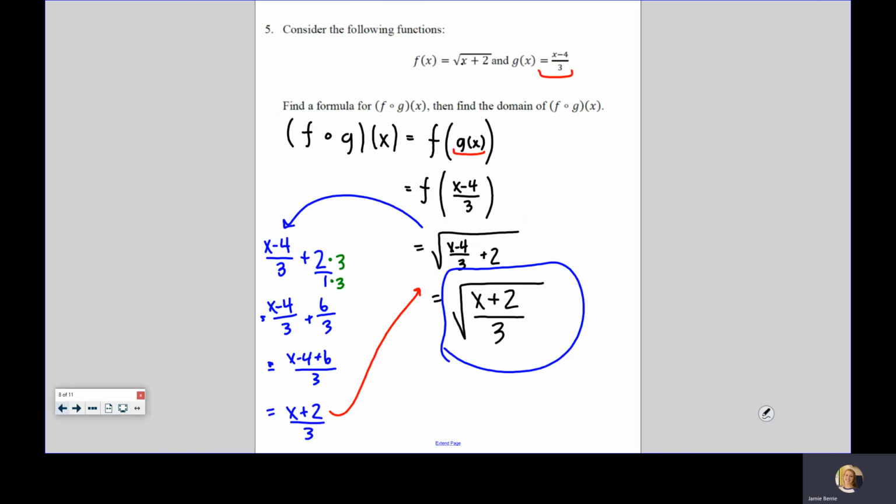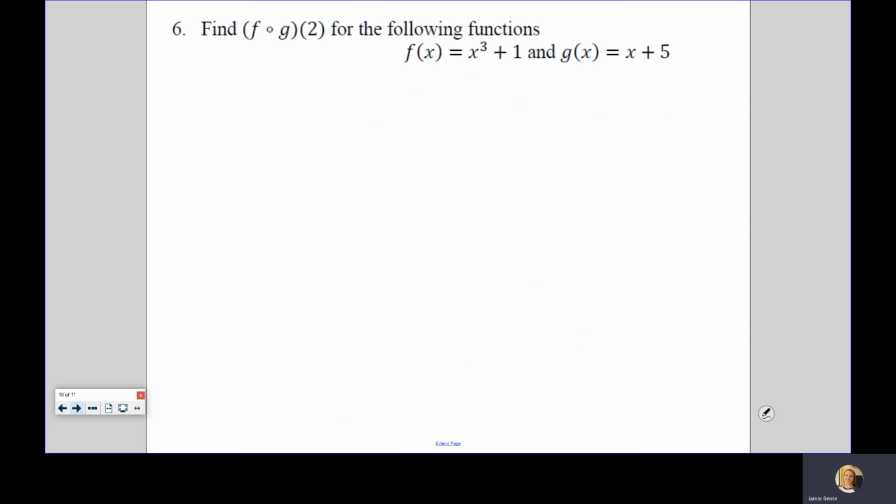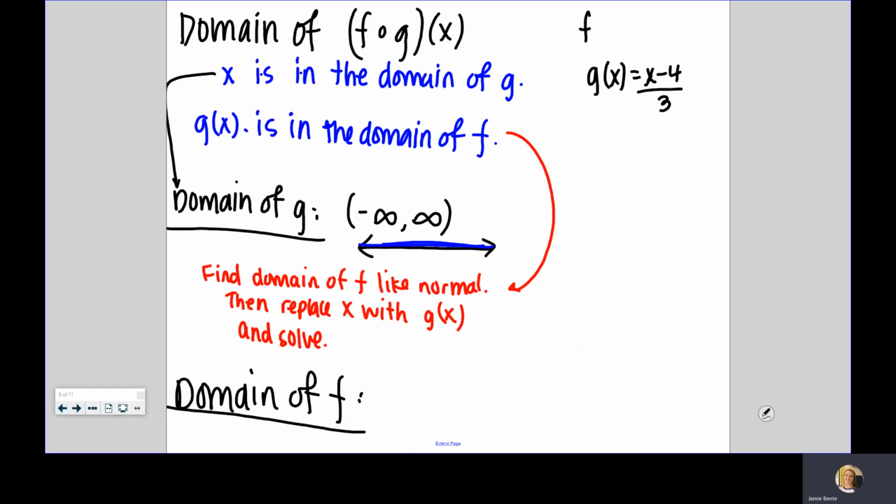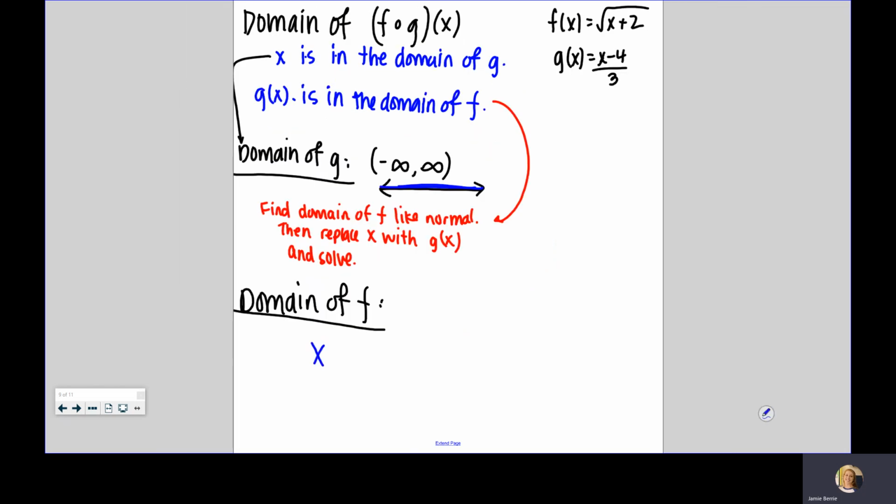All right, so f of x was the square root of x plus 2. Oops. All right, so remember our domain rule for square roots. We take the right-hand side, or radicand, and set it greater than or equal to 0. Then we just move that 2 over, subtracting 2 from both sides. So we get x is greater than or equal to negative 2.